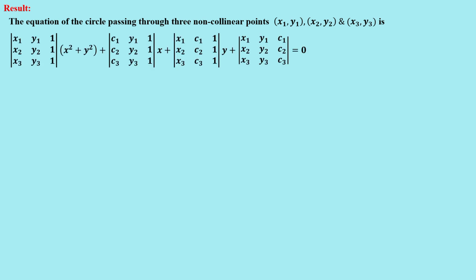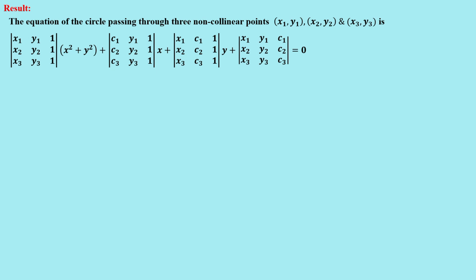determinant with first column x1, x2, x3, second column y1, y2, y3, third column 1, 1, 1, into x square plus y square, plus the next determinant with first column c1, c2, c3, second column y1, y2, y3, third column 1, 1, 1, into x, plus the third determinant with first column x1, x2, x3, second column c1, c2, c3, third column 1, 1, 1, into y, plus the last determinant with first column x1, x2, x3, second column y1, y2, y3, third column c1, c2, c3, equal to 0.